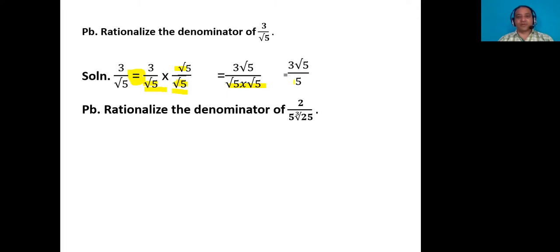Let us take one more problem. Rationalize the denominator of 2 over 5 cube root 25. Now here again, we need to find the simplest rationalizing factor of 5 cube root 25.